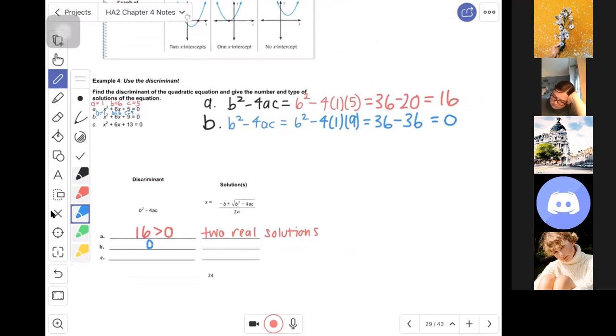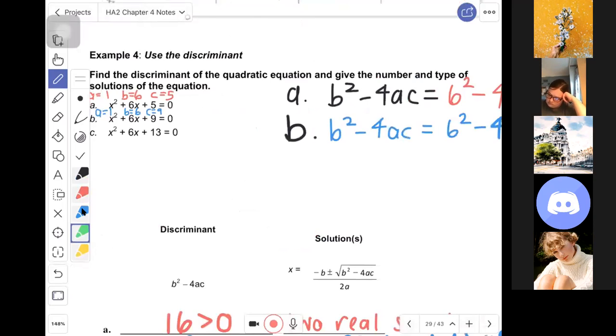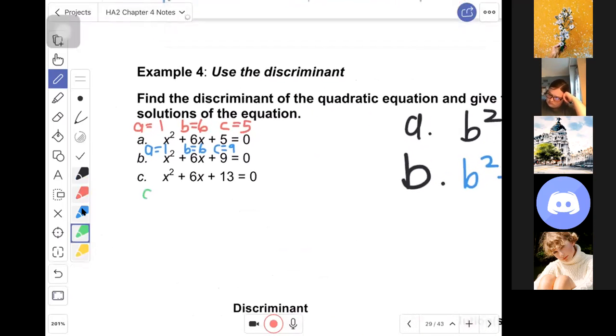How many solutions do we have for B then? Gabby Soul, how many solutions did you say you had for B? 1. What type of solution? 1 real solution. Yep. That matters whether it's real or imaginary. You want to be specific there. Awesome.